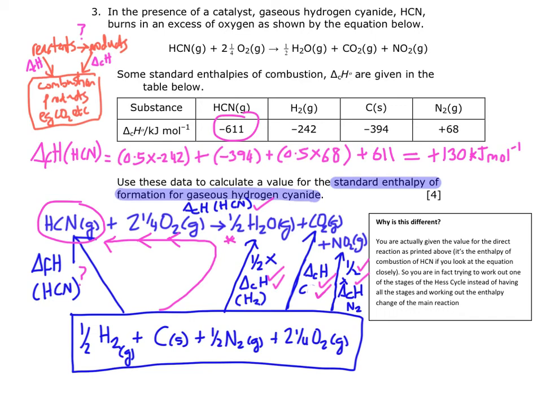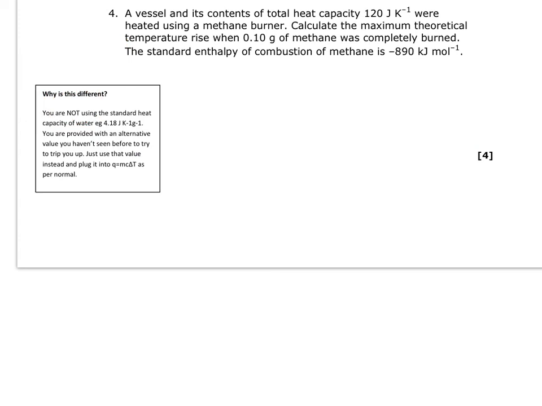So let's move the screen down so you can see the last one to look at. So this is one more 4 marker. So it says a vessel and its contents of total heat capacity 120 joules per Kelvin to the minus 1 were heated using a methane burner. Notice it doesn't give you grams to the minus 1. It doesn't say what the mass of the vessel is.